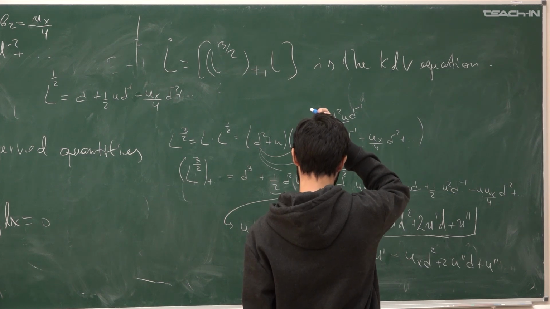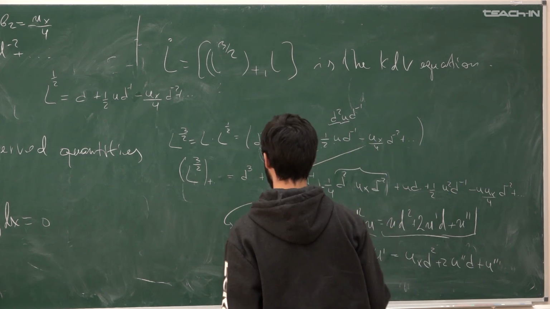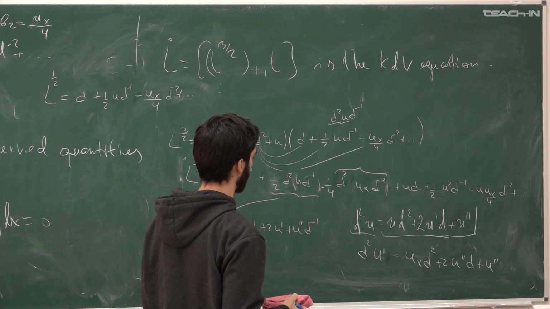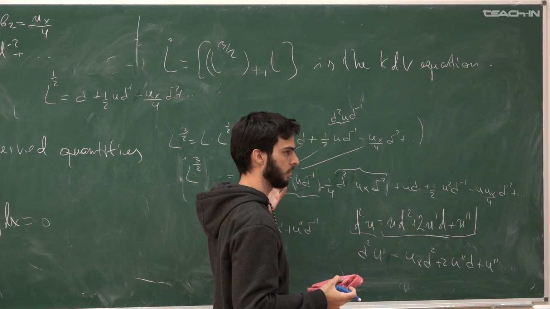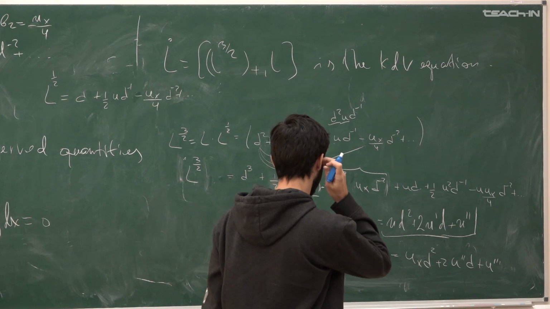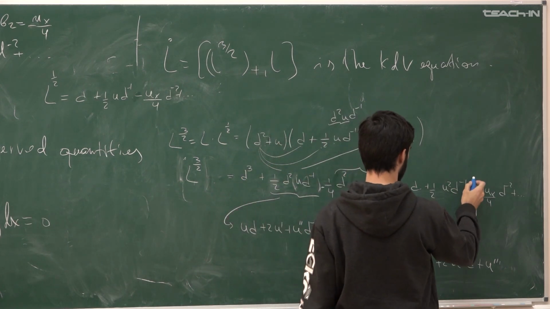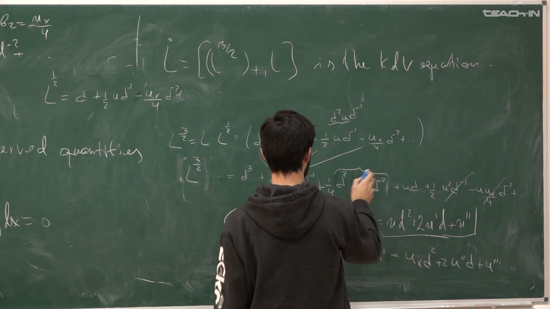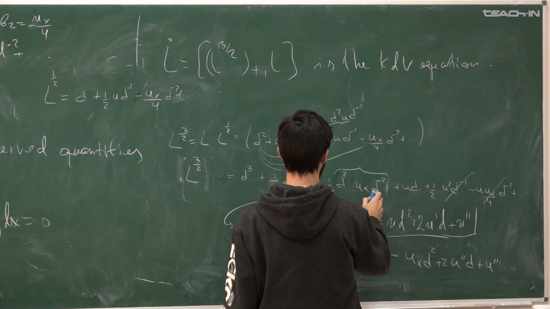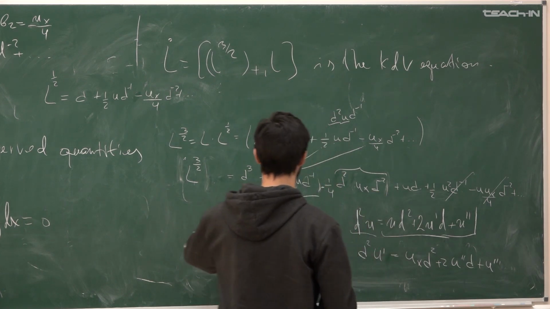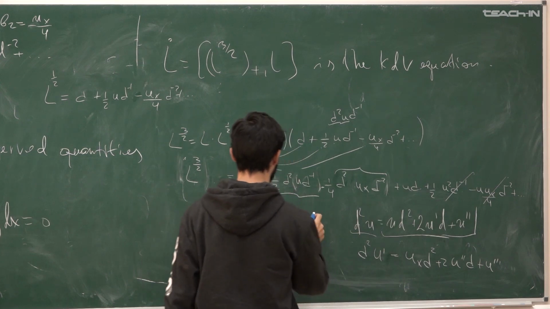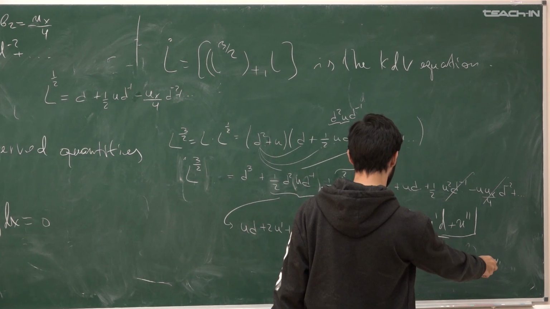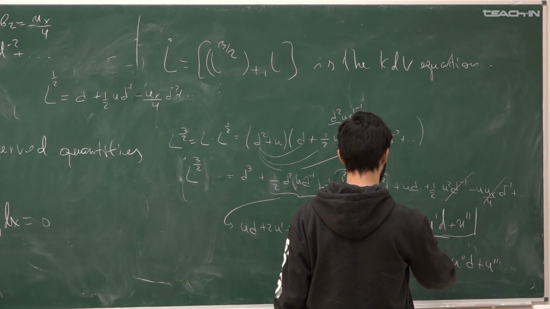Okay, so now the idea is that we have to take only the positive exponents of this result. So we don't take this part, or this part. So this is this and this is this. So we also don't take this part.